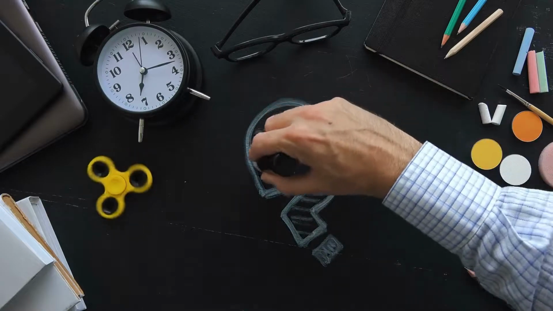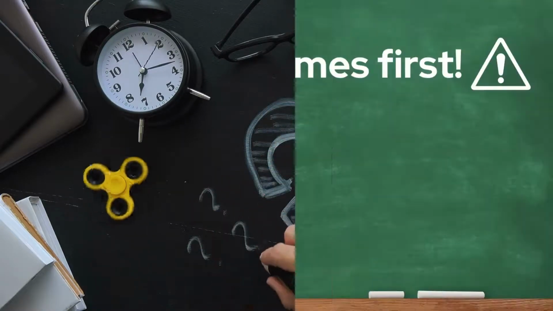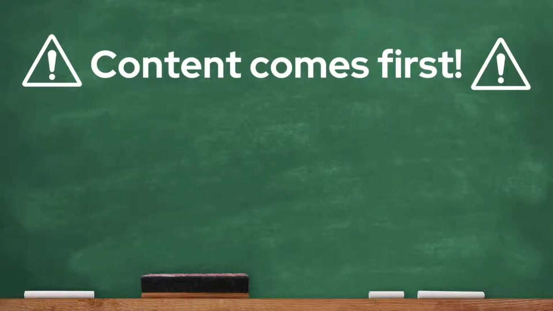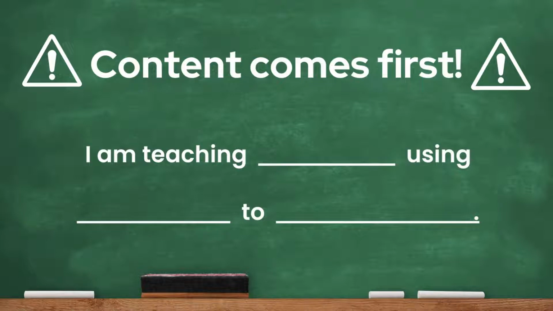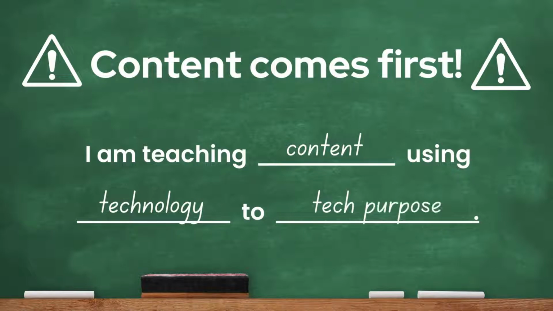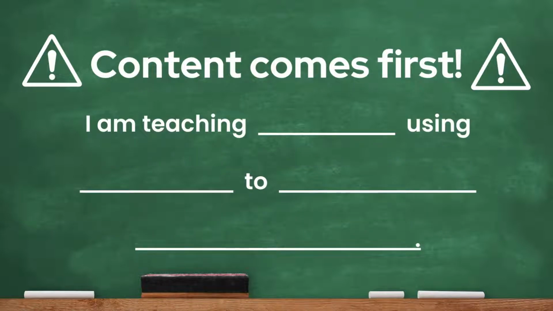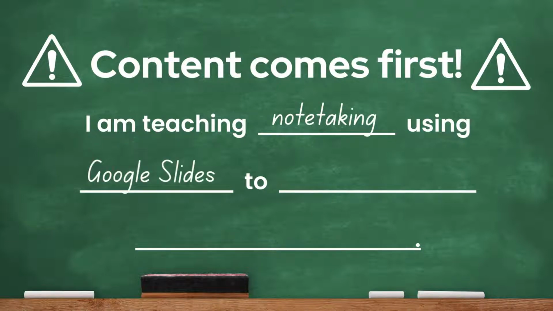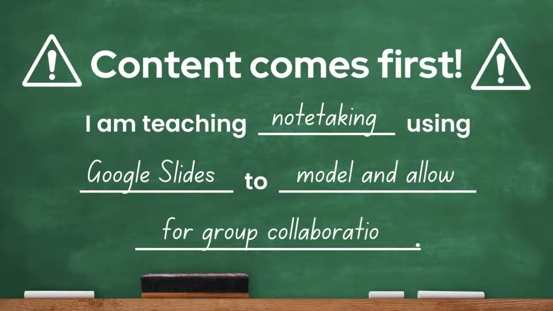When and how should you use technology in the classroom? Before we start looking at ways to integrate technology, remember that your content always comes first. When using tech in the classroom, you should be able to complete the phrase, I am teaching blank using blank to blank. I am teaching content using technology to the purpose of that technology. For example, I am teaching note-taking using Google Slides to model and allow for group collaboration.